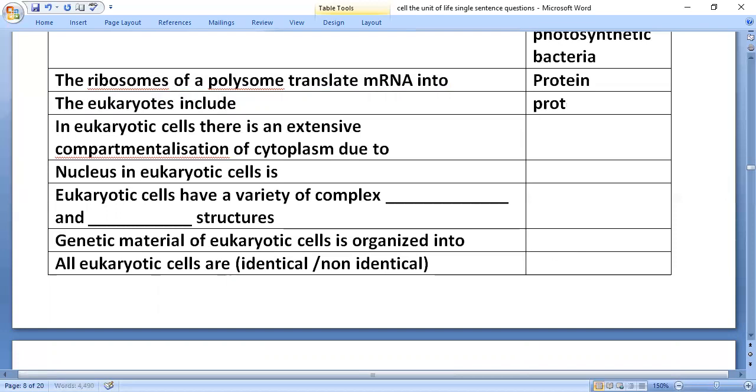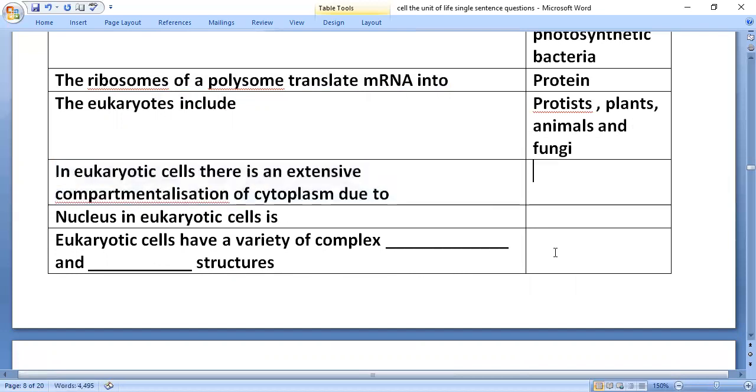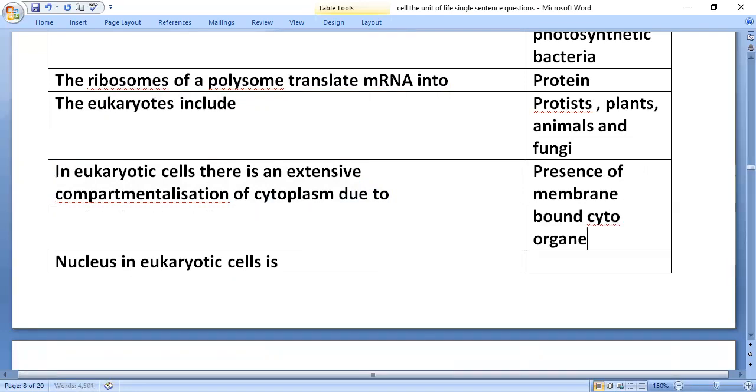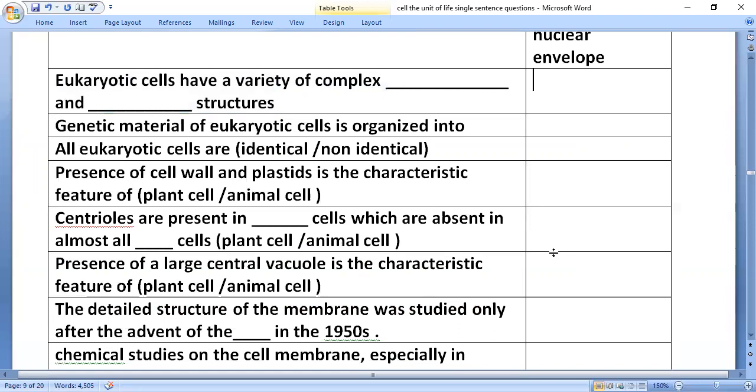Eukaryotes include protists, plants, animals, and fungi. In eukaryotic cells, there is an extensive compartmentalization of the cytoplasm due to the presence of membrane-bound cell organelles. The nucleus in eukaryotic cells is organized with a nuclear envelope. Eukaryotic cells have a variety of complex locomotory and cytoskeletal structures. The genetic material of eukaryotic cells is organized into chromosomes.